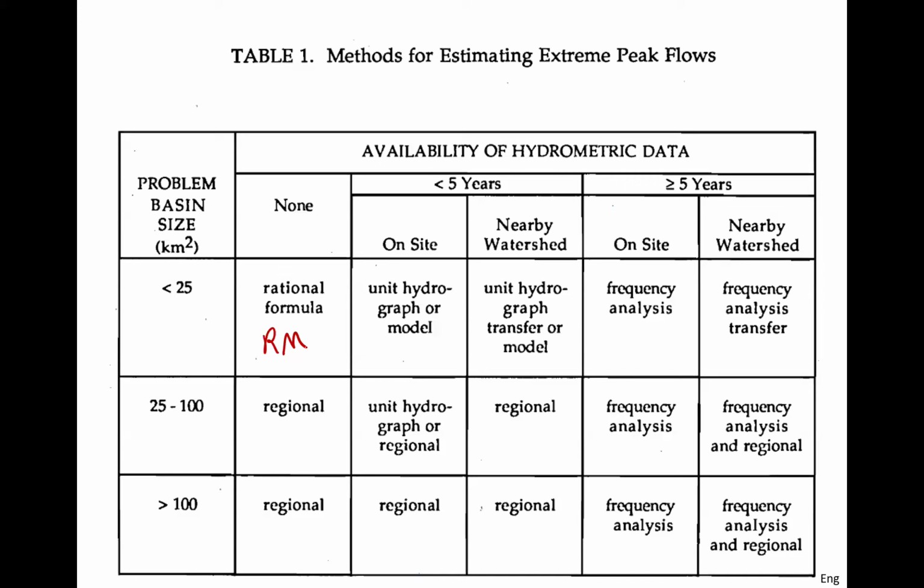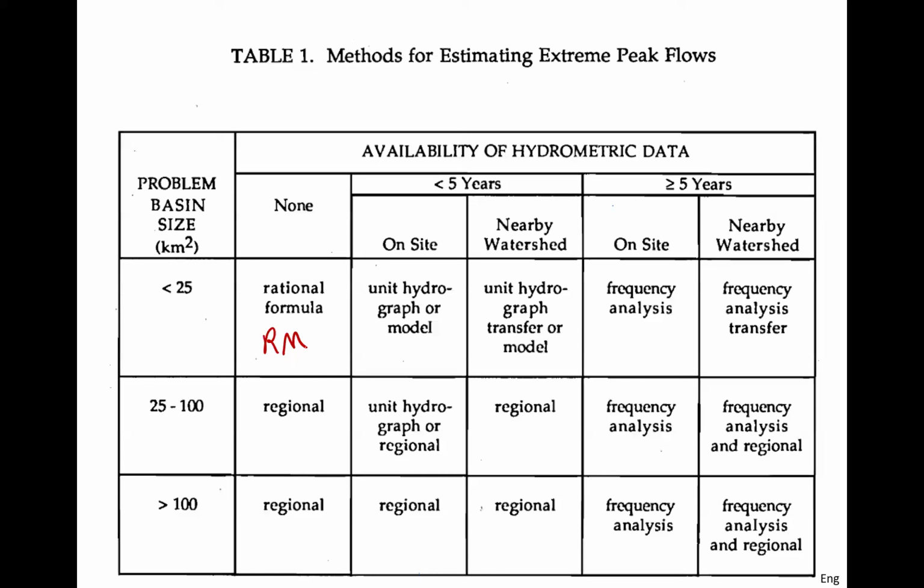If it's between 25 and 100, see, it says you can still do regional. You shouldn't be doing the rational method anymore, but you can do regional. So find the smaller catchments, do the calculations and runoff estimates, and then transfer it to your catchment. If it's bigger than 100, you really have no choice. You only have the regional analysis method to do.